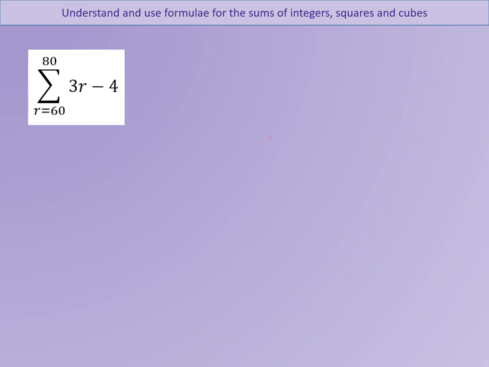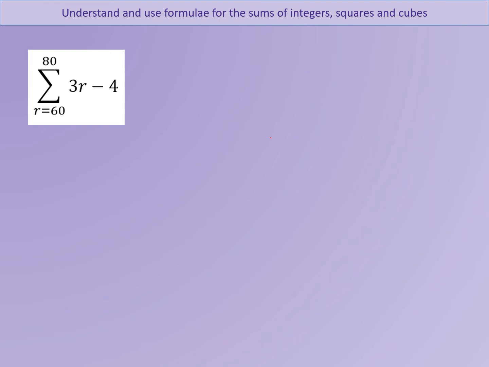We could start by substituting in r equals 60 as our first term, 3 times 60 minus 4, then do 3 times 61 minus 4, 3 times 62 minus 4, and keep going all the way up to 80, 3 times 80 minus 4. Add up all of those terms and we will get the answer. However, we're looking for a quicker way.